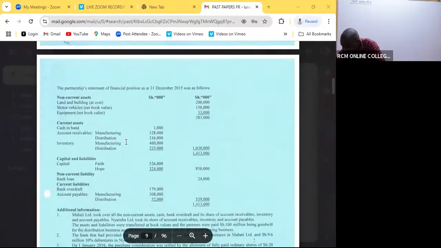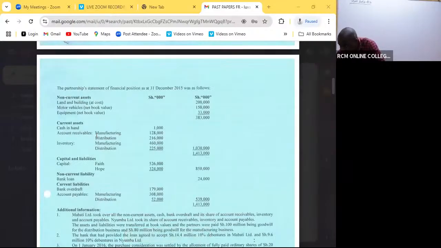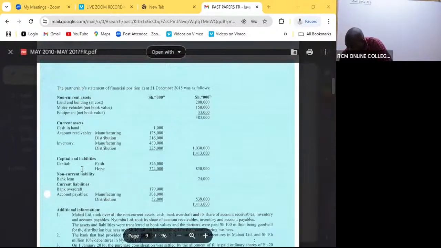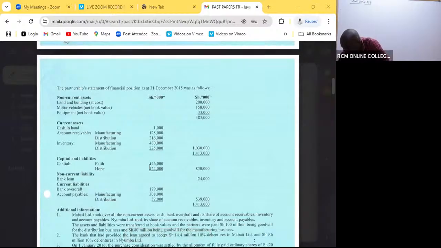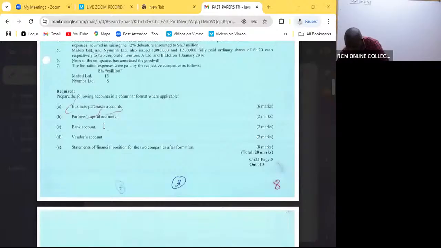The partnership statement of financial position has been indicated there. So we have the accounts receivables as of 31st of December. This was the partnership, how they were running. The accounts receivables had been split into manufacturing, inventory had been split. The capital for the partners is as at that time. Then you have the additional information. Then you are called upon to prepare, first of all, the business purchase account, the partners' capital account, the bank account, the vendor's account, and the statement of financial position for the two companies after formation.